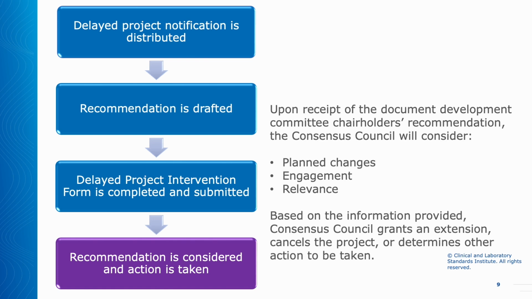Then, Consensus Council determines the next action. Actions include granting an extension to continue document development, canceling the project, or determining another option as deemed appropriate. It should be noted that no more than one extension will be granted. Once Council's decision on the recommendation is made, the Document Development Committee and expert panel are informed.